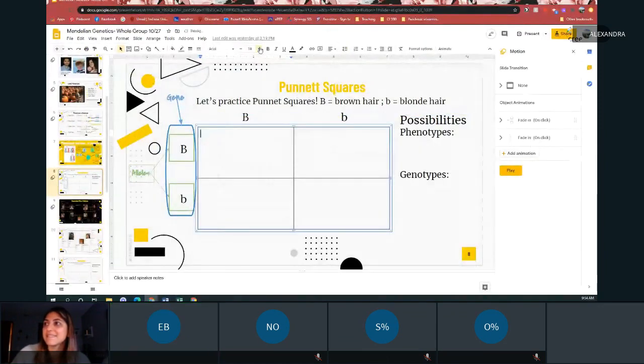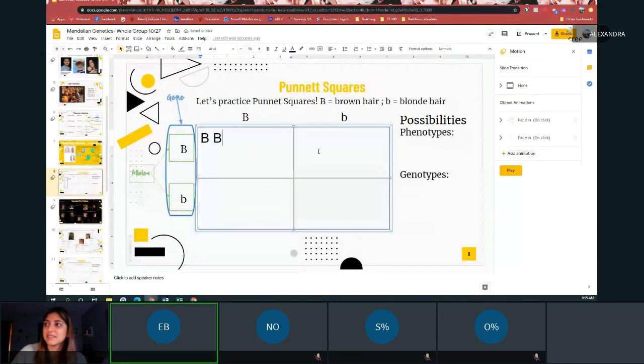Okay. Well, so we just move over the B's into the column. I have no better verb. So the first square, we combine the first two, which are capital B's for brown. So that would be homozygous dominant brown. Good. And we move over to the right.